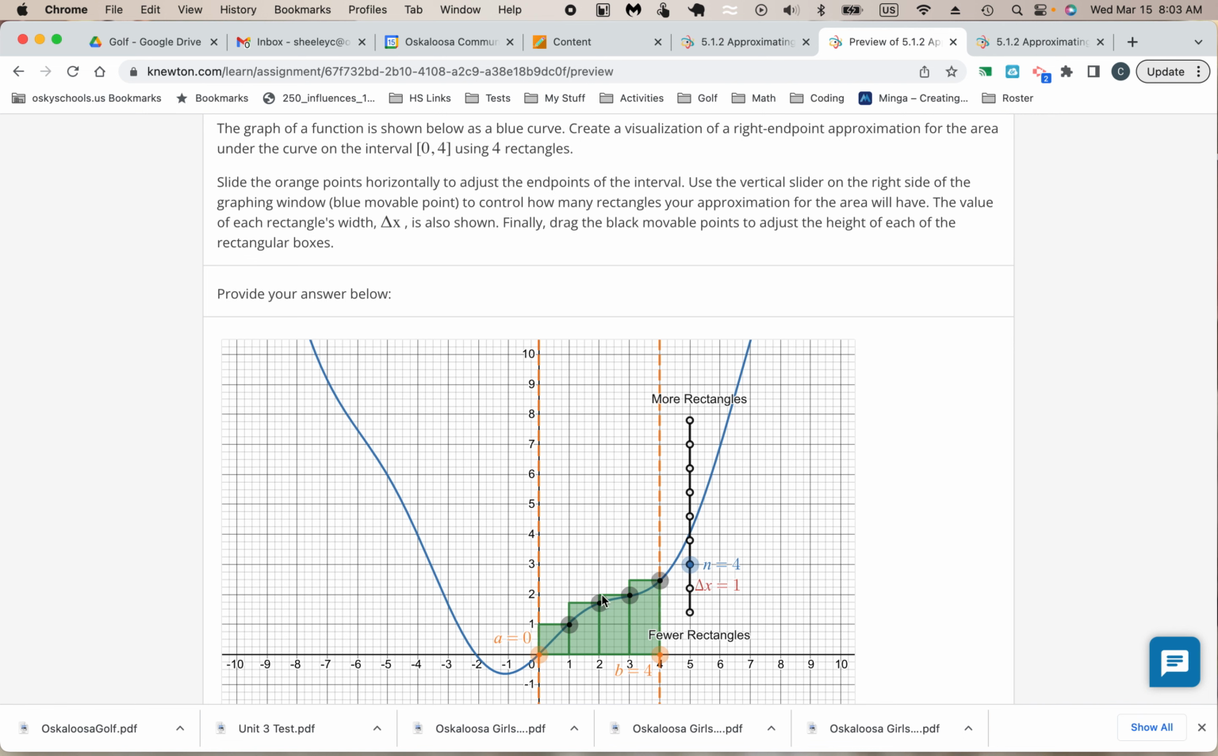And you can see this is going to be an overestimate for the area again. And this one's not quite as close because we have quite a bit of overlap outside of the area under the curve. But it's still going to be a fairly decent approximation.